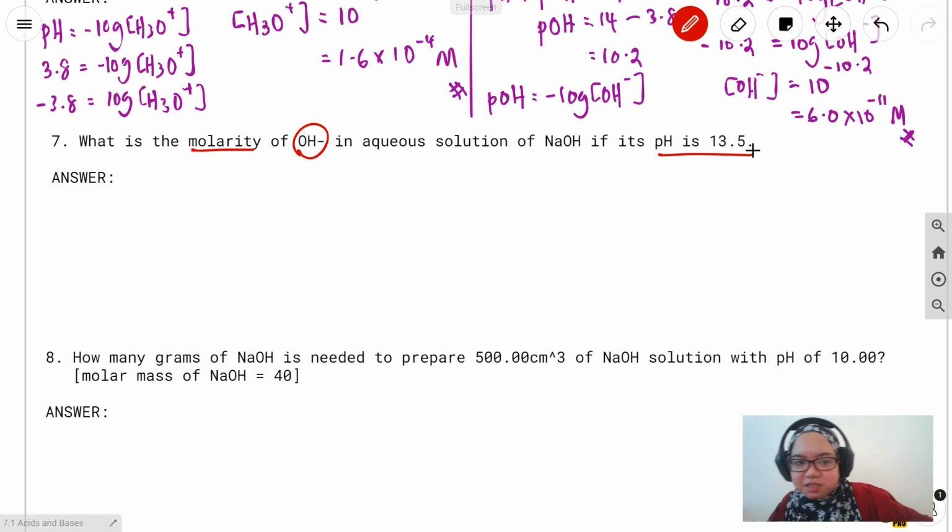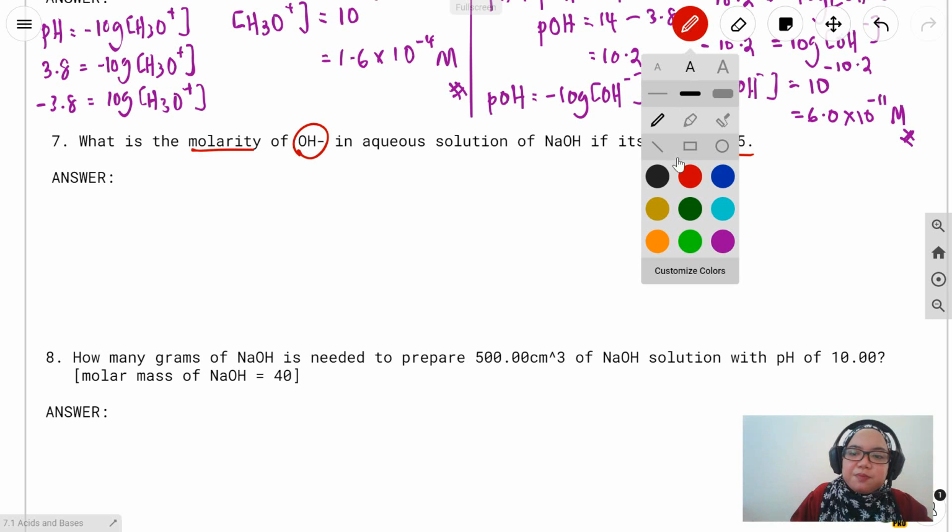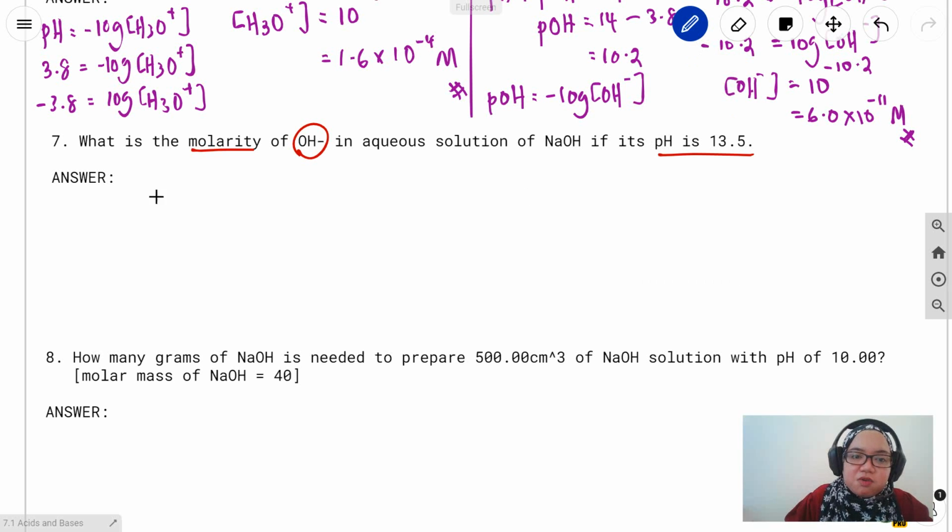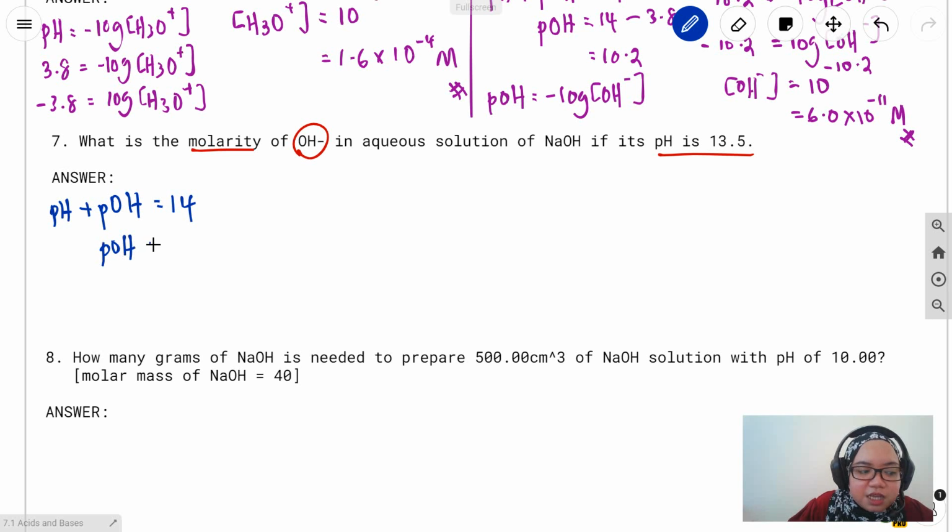Very good. So we want to find OH minus here, and the pH is 13.5. First step, what? Find pOH. How? You know that pH plus pOH is equal to 14. So we have the pH here, so we can find pOH equals 14 minus 13.5. So we will have pOH equals 0.5.